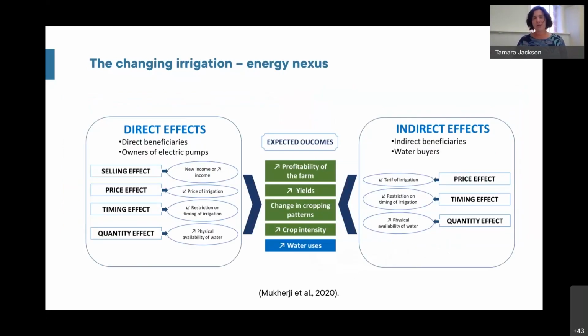Another important consideration in the EGP is the changing irrigation energy nexus. We obviously know that irrigation and energy are really tightly coupled in this region, and that this is changing as access to electricity, solar power and diesel changes. A study by IWMI last year looked at the expected results, and this diagram shows the expected results from making electricity easier to access.